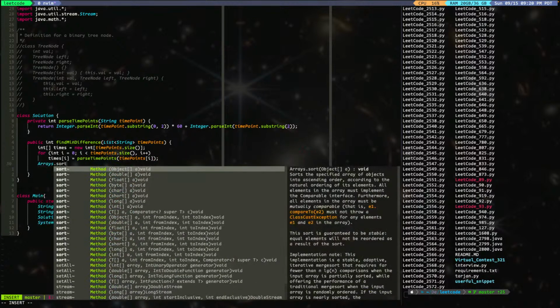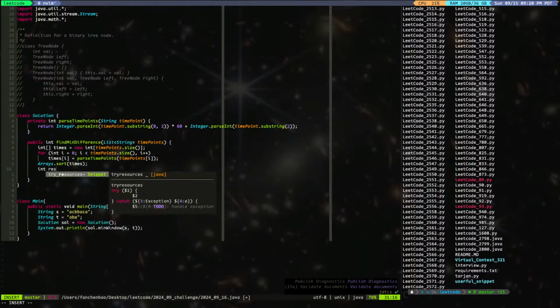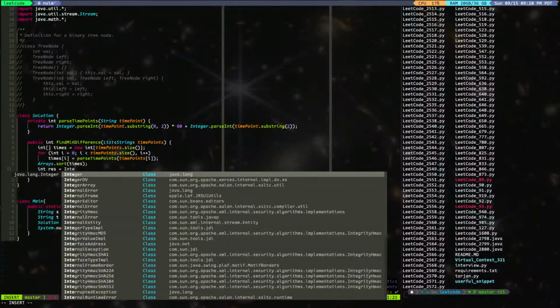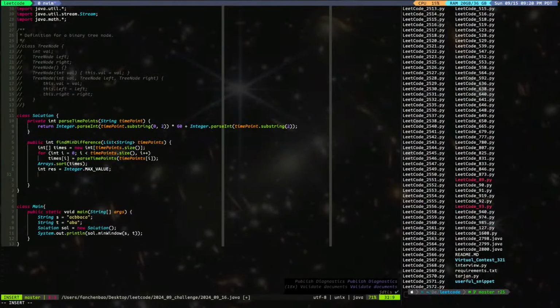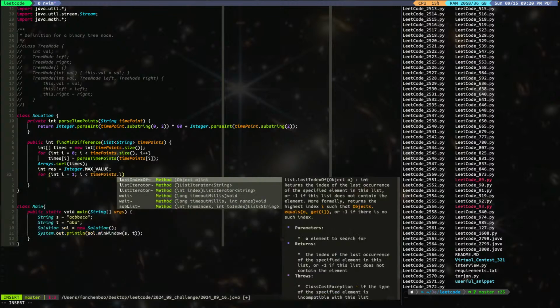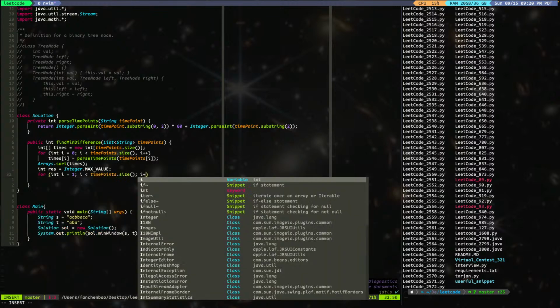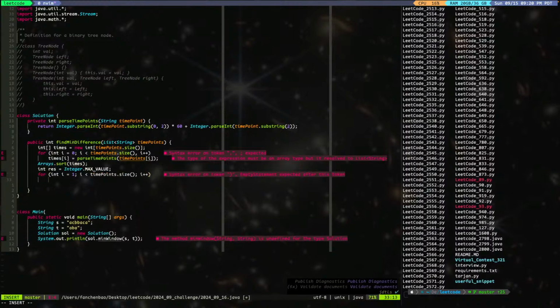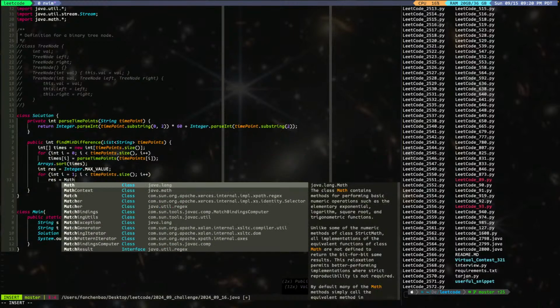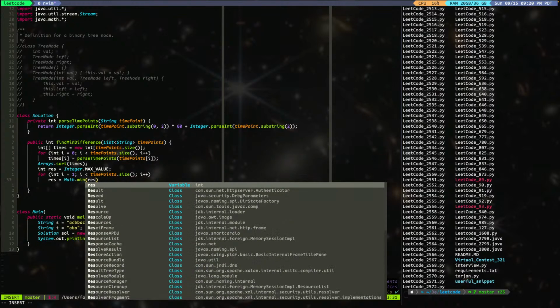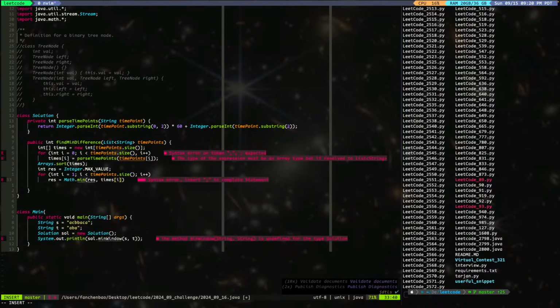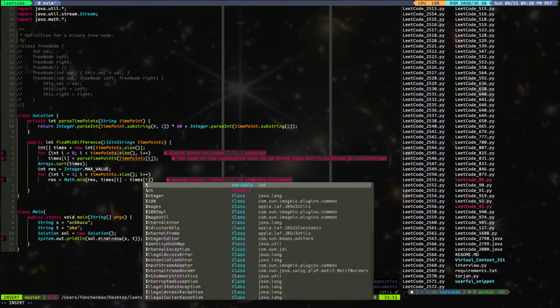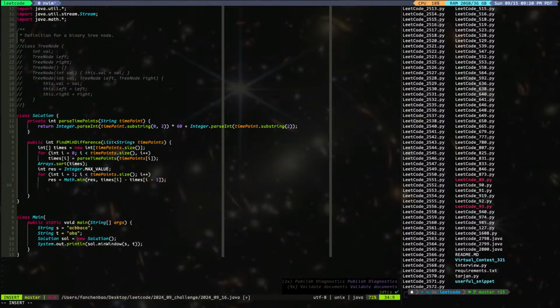Arrays dot sort times. int res equal to Integer dot MAX_VALUE, right? And then for int i equal to 1; i smaller than time points dot size; i plus plus, res equal to Math dot min res, times i minus times i minus 1. Now return res.